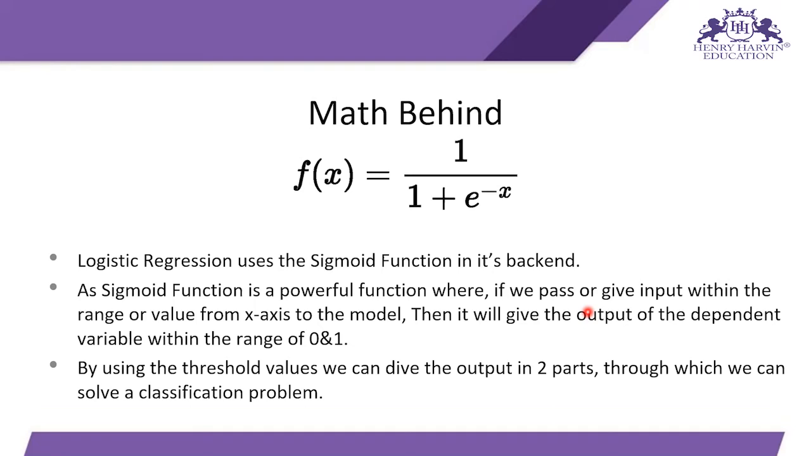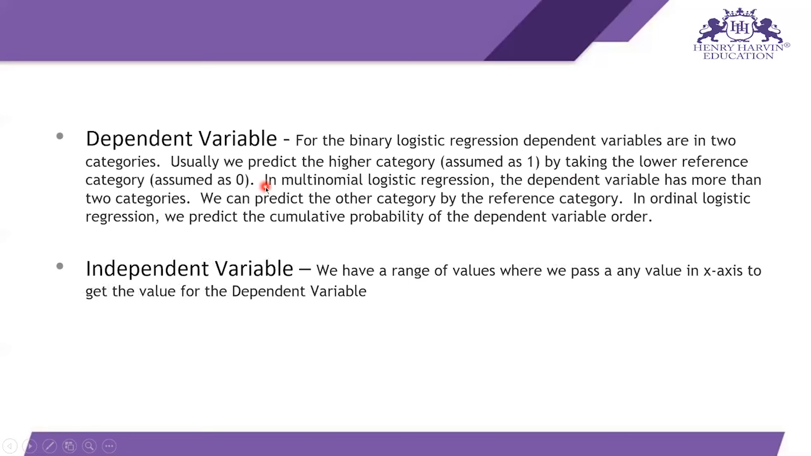For example, if we have to predict whether an event is going to occur or not, then if our model predicts the probability in the range of 0.5 to 1, the event is going to happen, and if the probability falls in the range of 0 to 0.5, the event is not going to happen. So this is the maths behind logistic regression for predicting the dependent variable based on the independent variable. For binary logistic regression, the dependent variable has two categories.